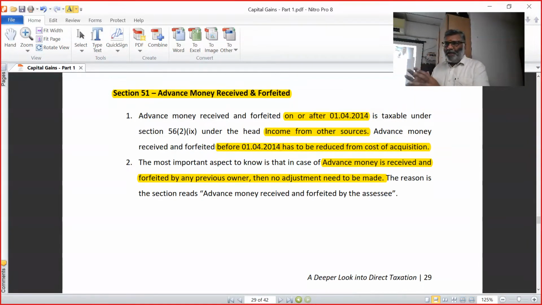So advance money forfeited: if the question says it is before 2014 and by the same assessee, adjust it with the cost of acquisition and then index it. Otherwise, no. Advance money forfeited by the same assessee, on or before 31/3/2014, is adjusted with the cost of acquisition and then indexed.